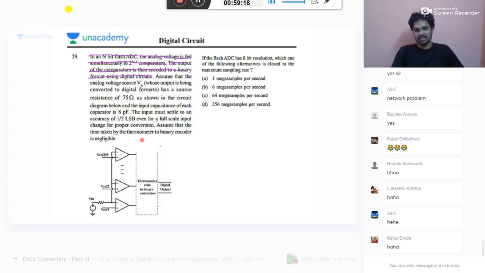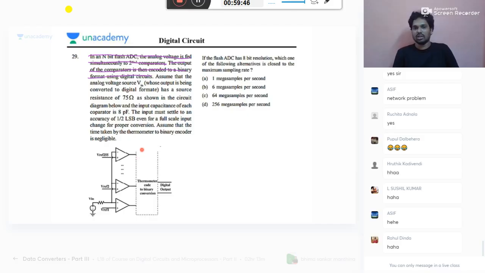He used some fancy terminology, maybe from his own problem. Don't worry. Assume that the time taken by thermometer, its name is what is the job it is doing, he has given that name, to binary conversion. Maybe this is coming from some RTD or thermocouple, some temperature sensing device. We don't mind about that. Assume that time taken by thermometer to binary is negligible. Anyway, he said this time is negligible.